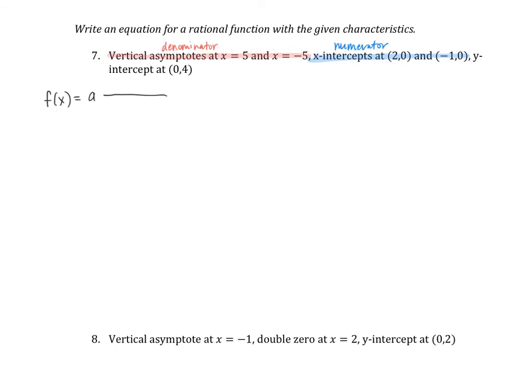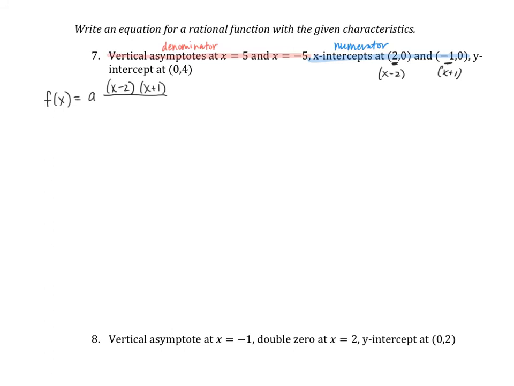So your numerator is going to be x minus 2. So this positive 2, remember your factor is the opposite sign. So x minus 2 is going to be given from that. This negative 1, the opposite sign of that is positive 1. So that'll give us a factor of x plus 1. So that goes in the numerator.